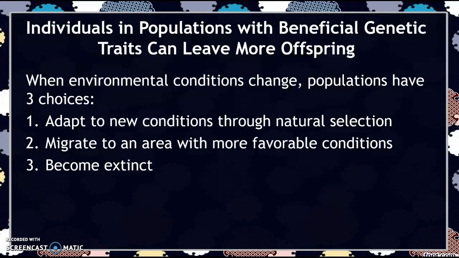When environmental conditions change, populations have three choices. They either have to adapt to new conditions through natural selection, like I just described. They can migrate to an area with more favorable conditions to the adaptations they already have, or they die and go extinct.